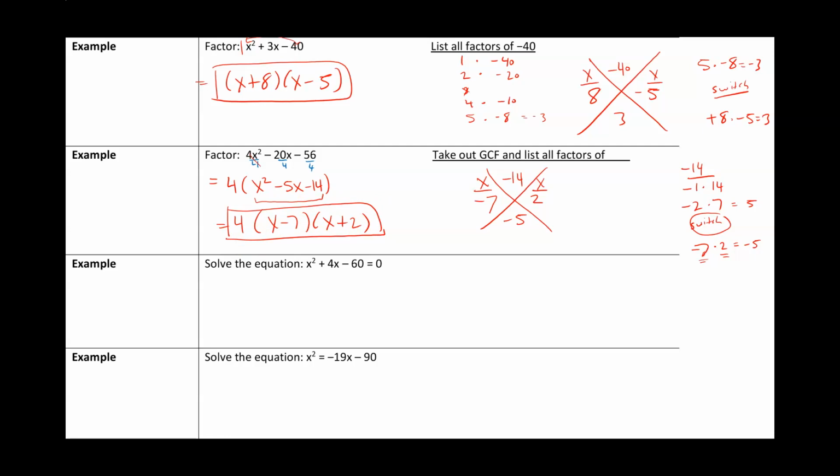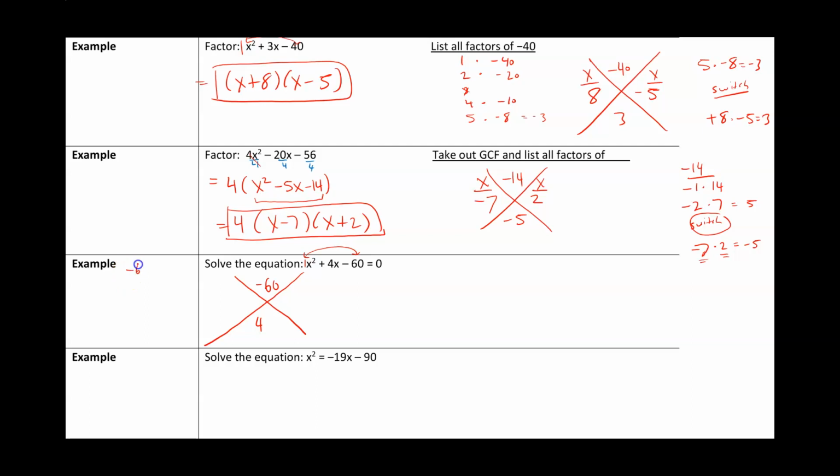All right, next example, we have x squared plus 4x minus 60, but now we want to actually solve it too. You want to set it equal to 0. So I'm going to start with, there's no GCF, so I'm going to start with the x factor. I'm going to put 1 times negative 60. That's negative 60, put that on top. The middle term is a positive 4.